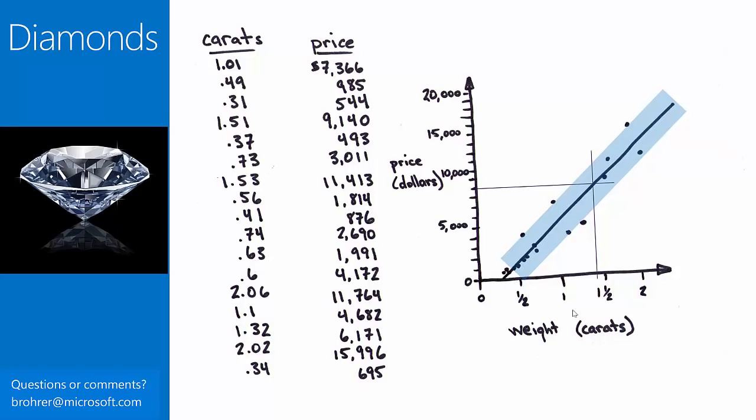Now we can see where our 1.35 carat line crosses the top and the bottom of this envelope and draw two more horizontal lines over. And this becomes the confidence interval of our estimate. So now we have a more complete story. We can say our 1.35 carat diamond will cost about $8,000, but it'll almost certainly be less than $10,200 and greater than $5,800.